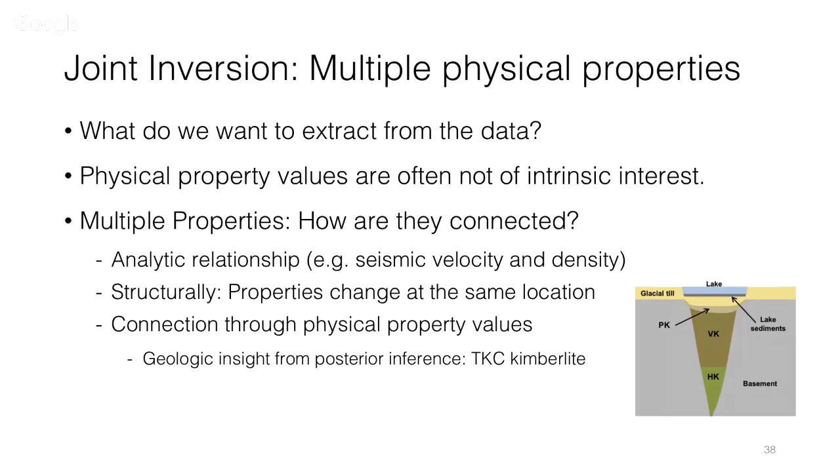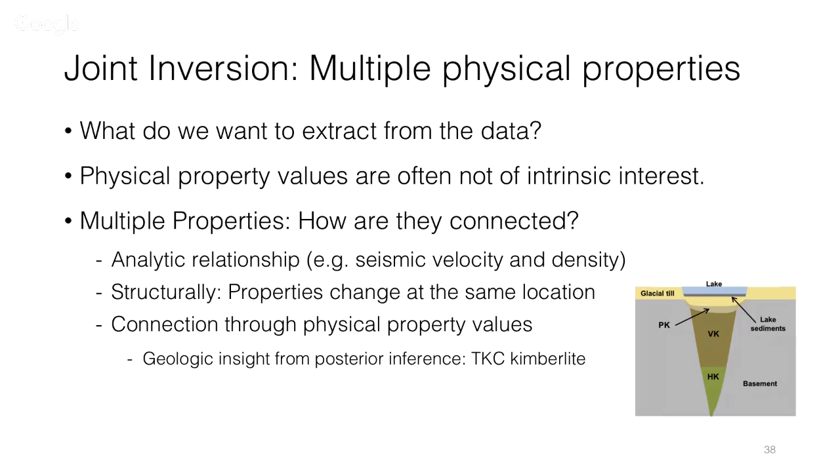If you have multiple physical properties, then there's a question of what do I do with those? How are they connected? And that's the big thing with joint inversion: how do you connect them? Now, in geophysics, you sometimes have a relationship between the seismic velocity and the density. If that was the case, you could put that kind of law connection in, and you could easily imagine a joint inversion.